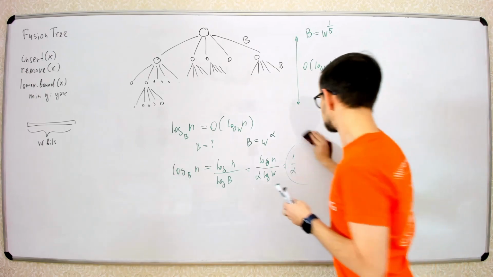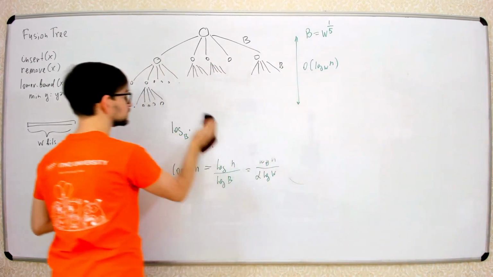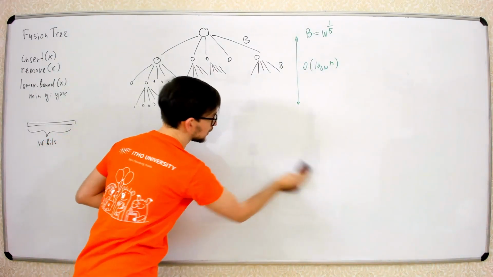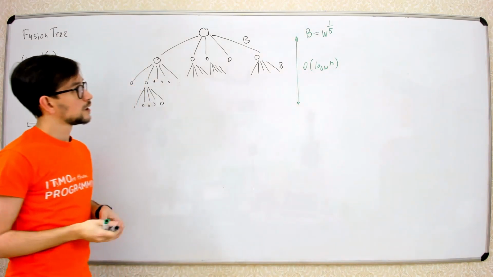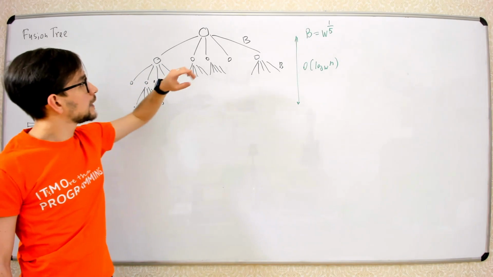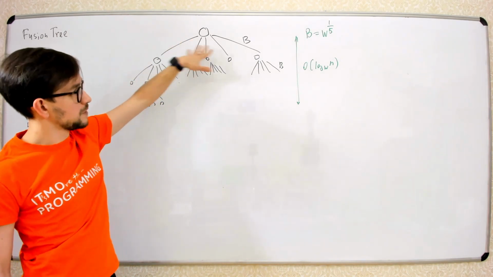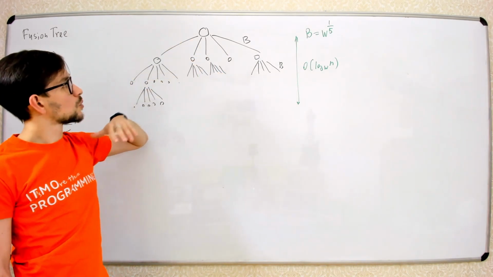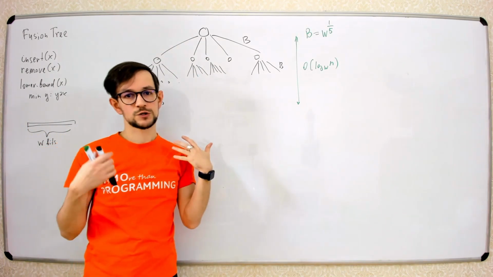What's the idea? Again, we'll pick this branching factor. And in each node, we'll have b children. So how to have b children in a search tree?